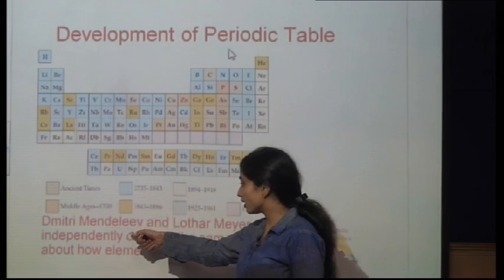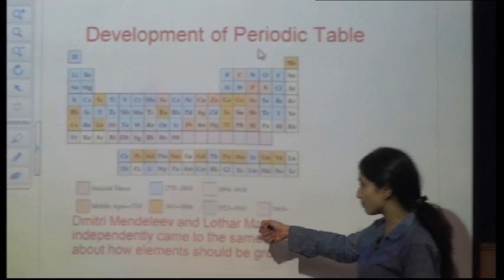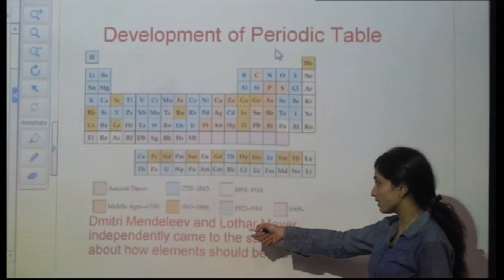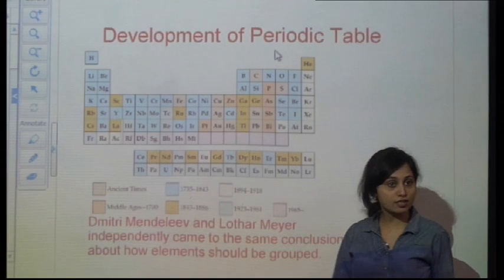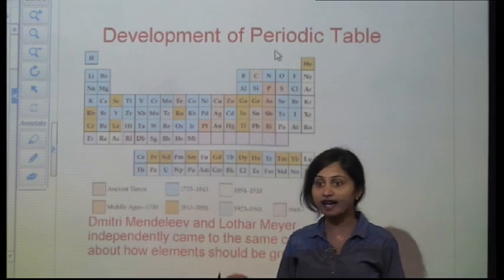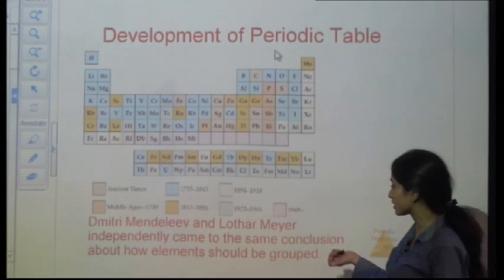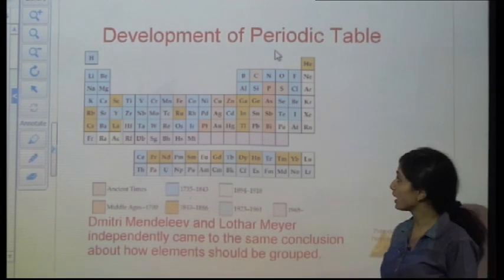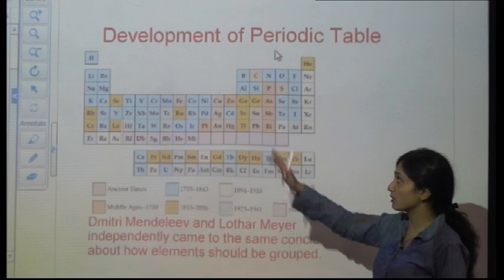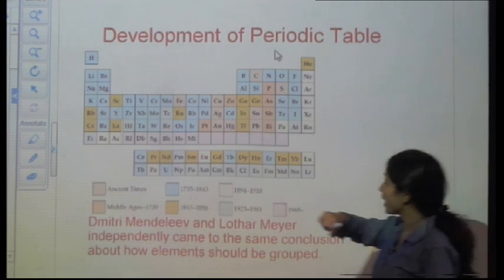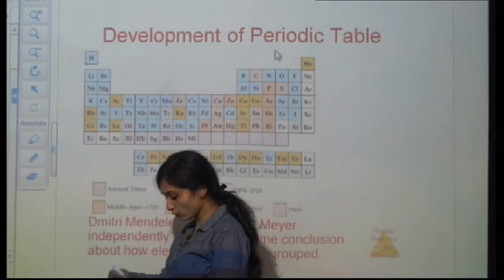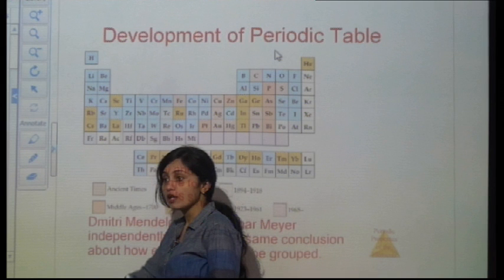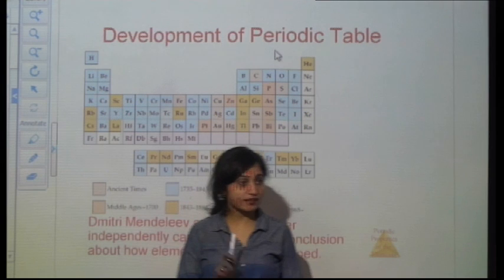Now Dmitri Mendeleev and Lothar Meyer independently came to the same conclusion. This is what we are talking about, and they developed their modern day periodic table accordingly, about how elements should be grouped, and some kind of grouping had already been established. Now here I am talking about it again, all of you know, but because you are just beginning to do the periodic table, the very first thing that right here right now you should be doing.